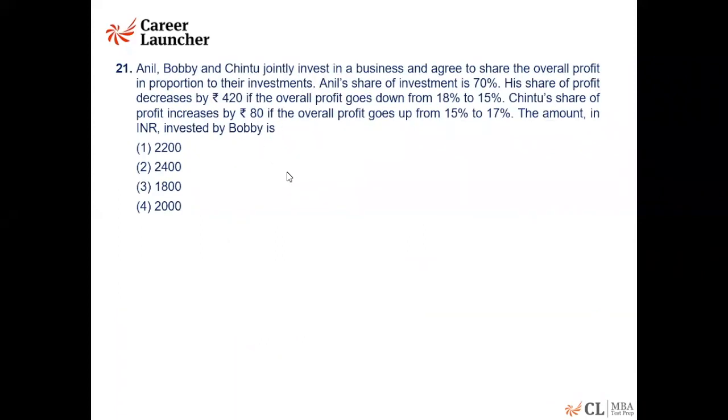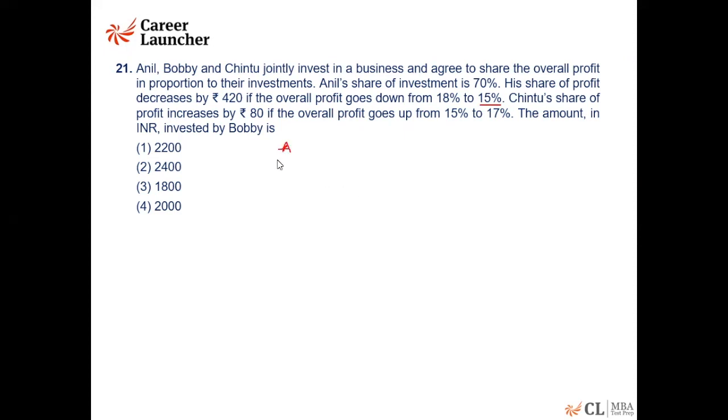Anil, Bobby, and Chintu jointly invest in a business and agree to share the overall profit in the proportion of their investments, the way it happens in a typical partnership. Anil's share of investment is 70%. His profit share decreases by 420 if the overall profit goes down from 18% to 15%. Chintu's share of profit increases by rupees 80 if the overall profit goes up from 15% to 17%. The amount in INR invested by Bobby is?